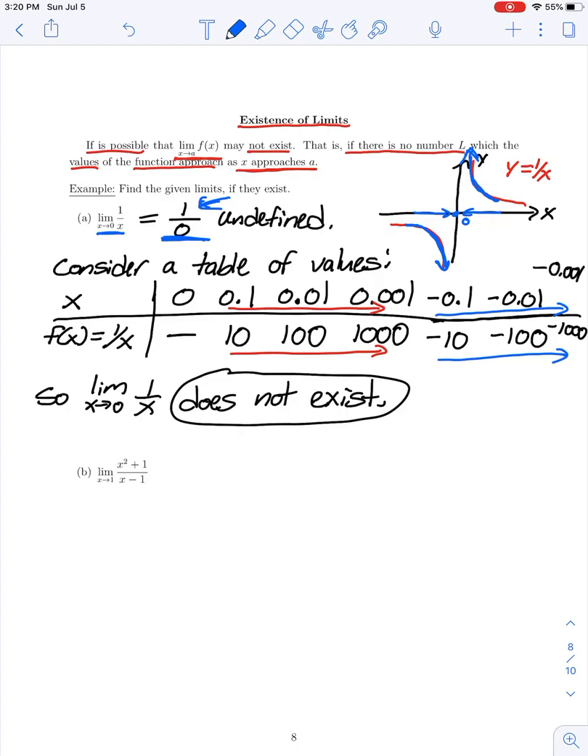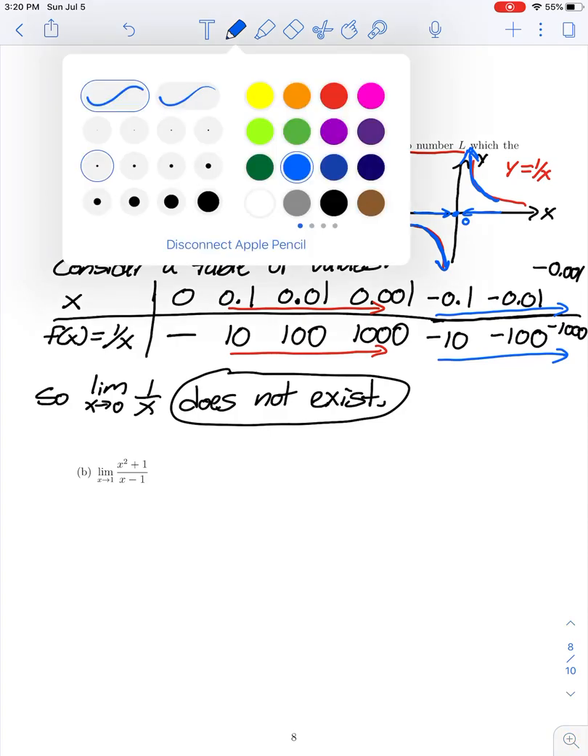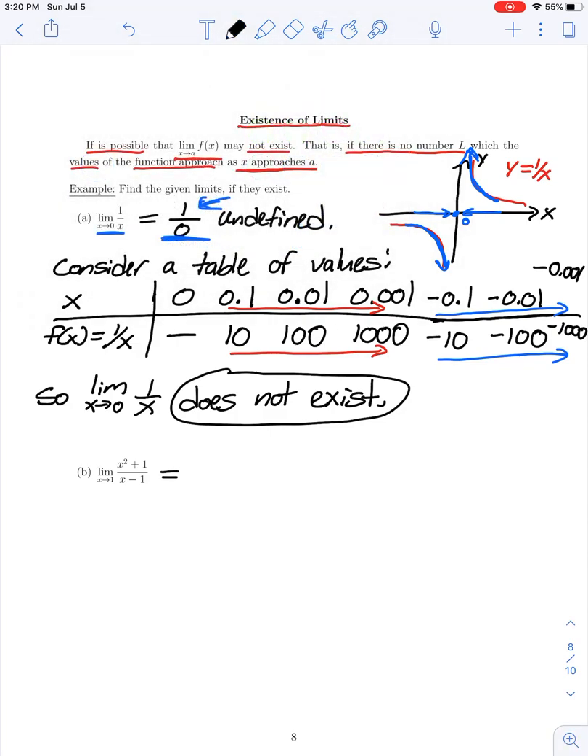So in part B, we have something similar. We've got the limit as x approaches 1 of x squared plus 1 divided by x minus 1. So if we plug in the given value of x, we would have 2 divided by 0, which is undefined. And again, we would see that this limit does not exist since we have something of the form a non-zero number divided by 0.